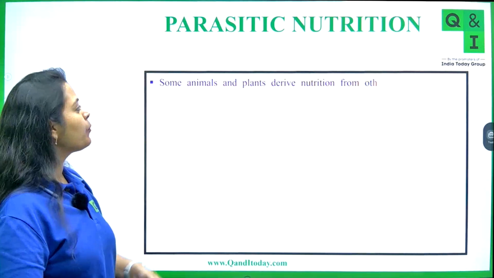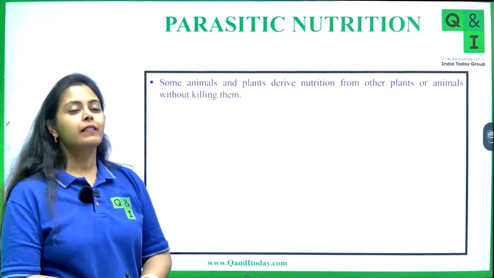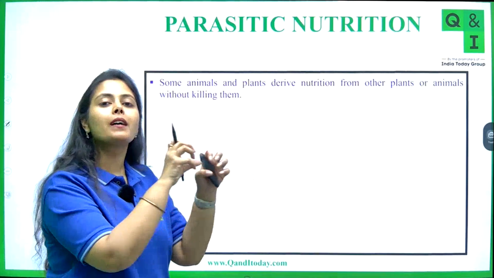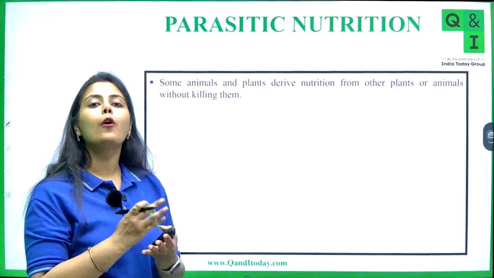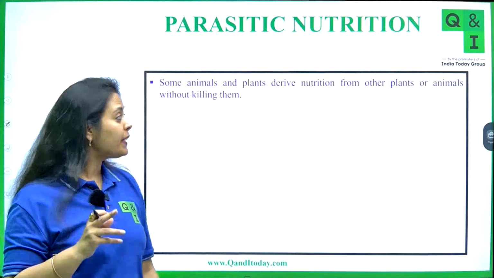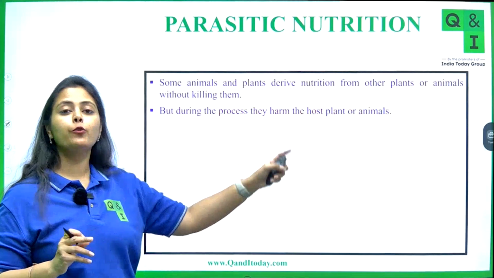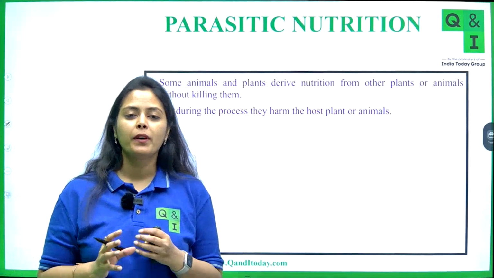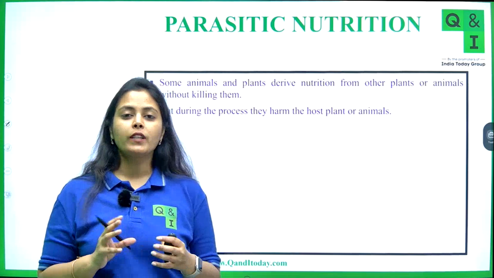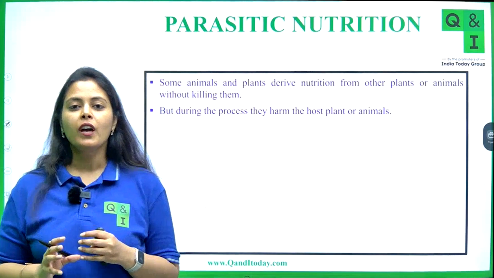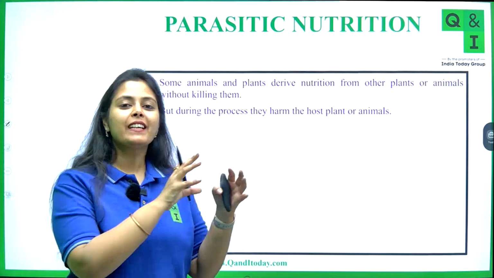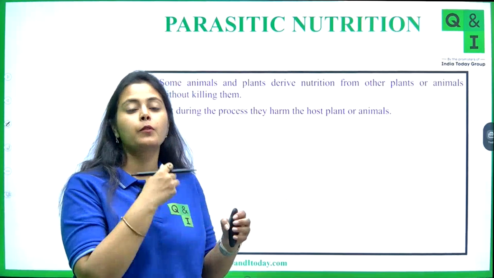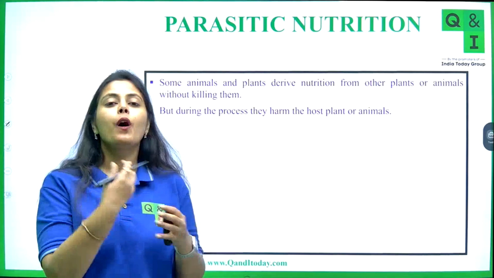Now, the last mode of heterotrophic mode of nutrition is parasitic nutrition. In parasitic mode of nutrition, some plants or animals take nutrition from other plants or animals without killing them. But during this process, they would harm the host. So just now you must have seen a robber. What does a robber do? What does a thief do? He goes and basically robs all the things which you have purchased or which you are in possession of.